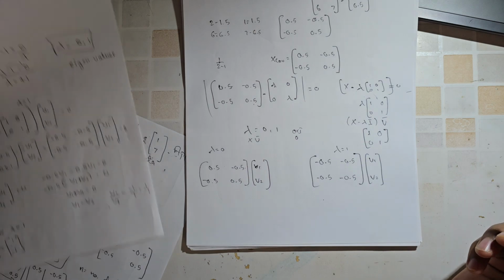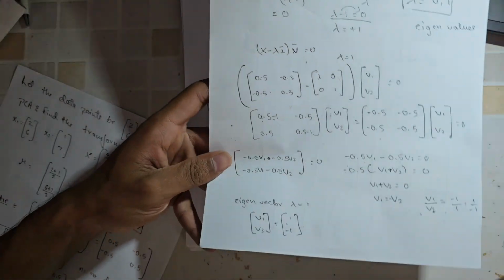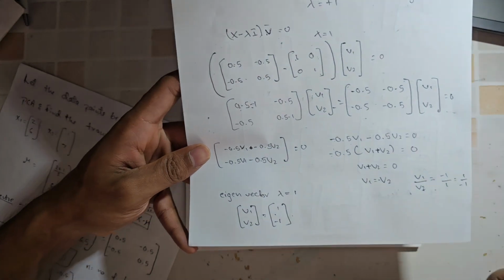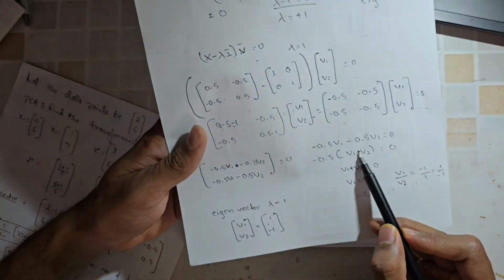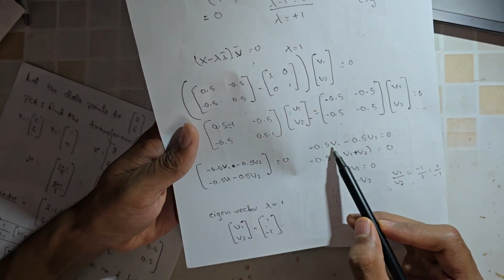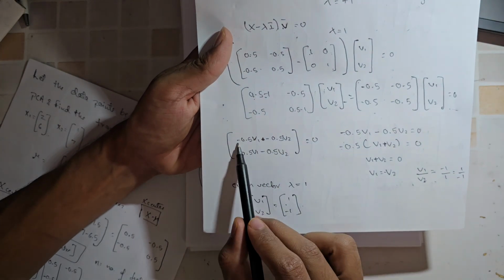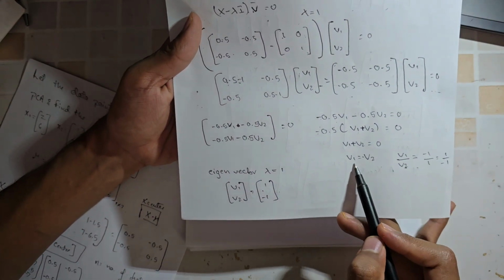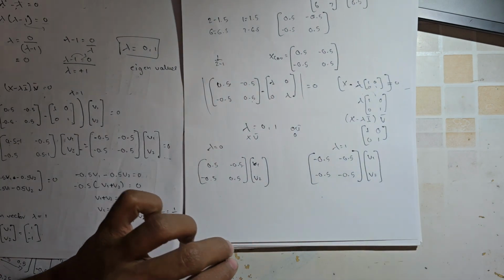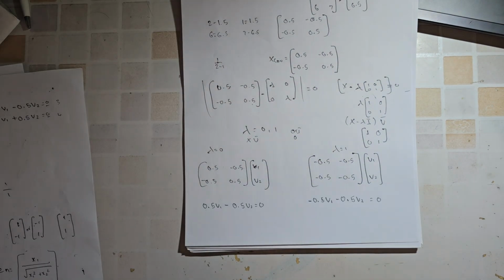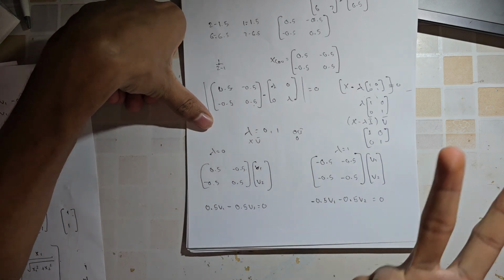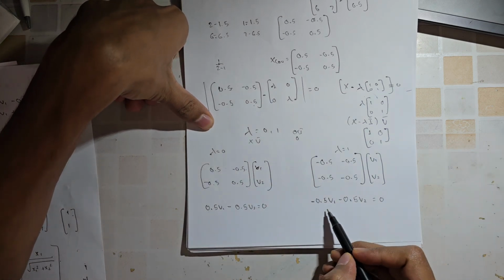Do the normal multiplication. I'll show it to you over here. This is for lambda equals 1. If you do normal multiplication, you will get the values like this, 0.5. You will get two equations. Take any one equation and solve it. I'll write the equation which you will get over here. I just paused and wrote it. You will get two equations, and you have to consider one. So I have considered this.